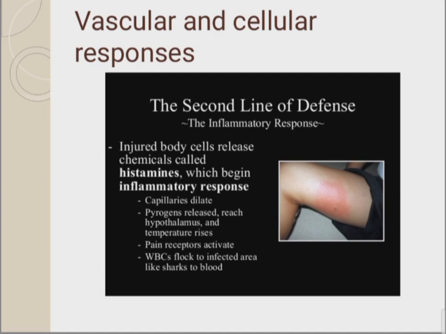Capillaries in the blood get dilated. Pyrogens are released and they reach the hypothalamus and trigger an increase in body temperature so as to kill the invaders. Pain receptors are activated, so we feel pain. WBCs flock into the infected area like sharks to blood. The WBCs come fast to the wounded area to kill the pathogens, bacteria, and invaders that have entered.